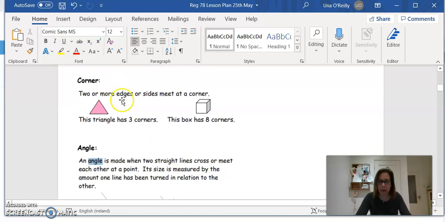Corners, when 2 or more edges meet, or 2 or more sides meet, we call it a corner. So here is a 2D shape. It's flat, it's a triangle. It's got 3 corners, one here, one here, one here. So when the sides meet, corner.